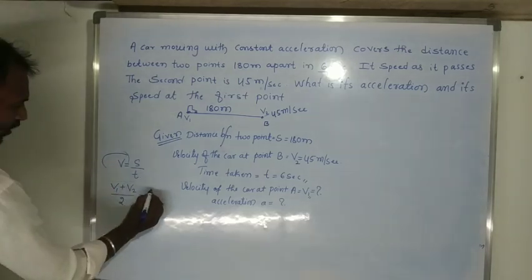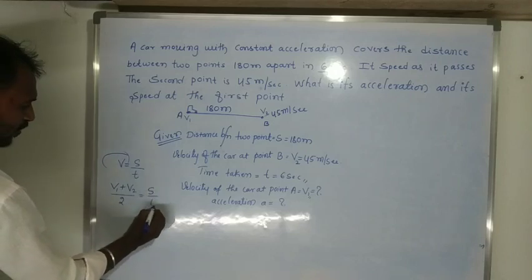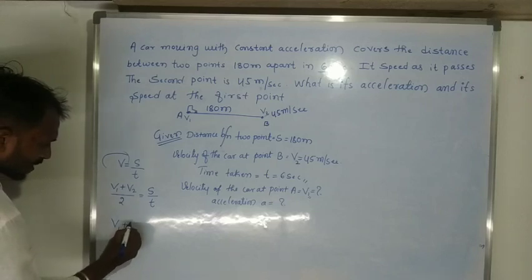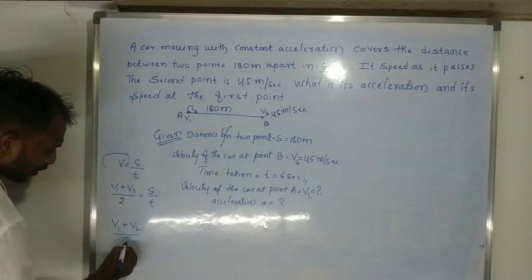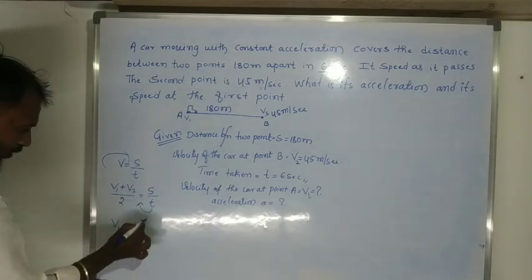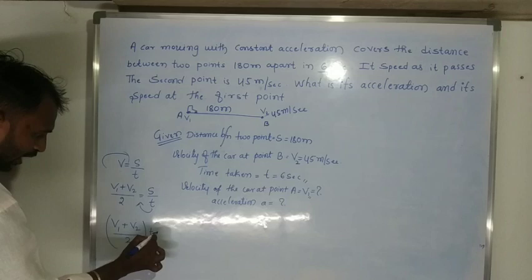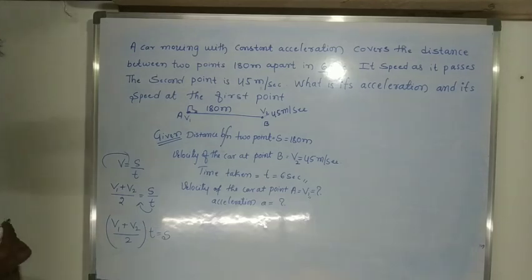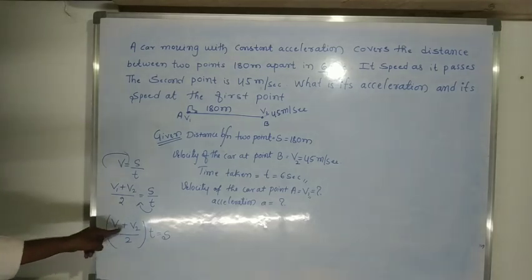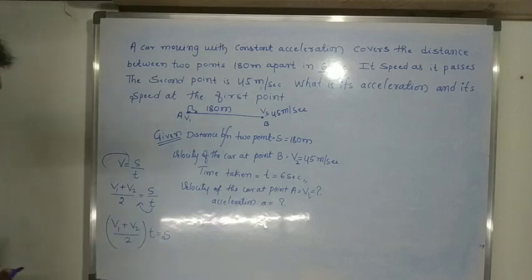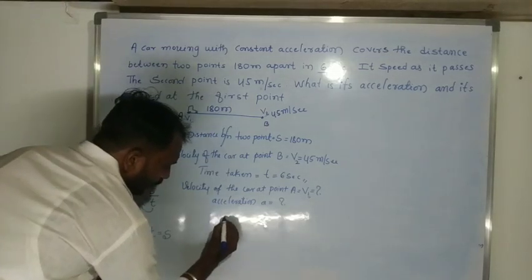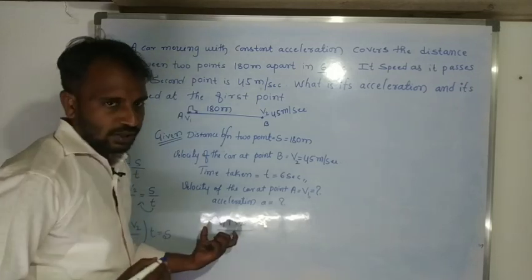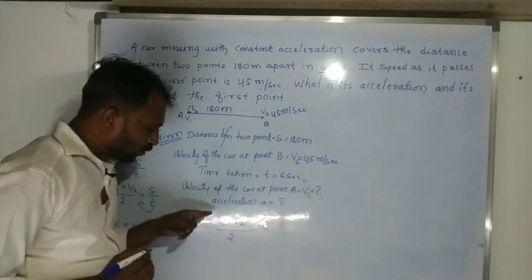So that's why here, distance divided by time t. Velocity v1 plus v2 divided by 2, into time t, is equal to S. So the formula is v1 plus v2 divided by 2 into t is equal to S. This is the average velocity. v2 is already given, we want to find the v1 value.